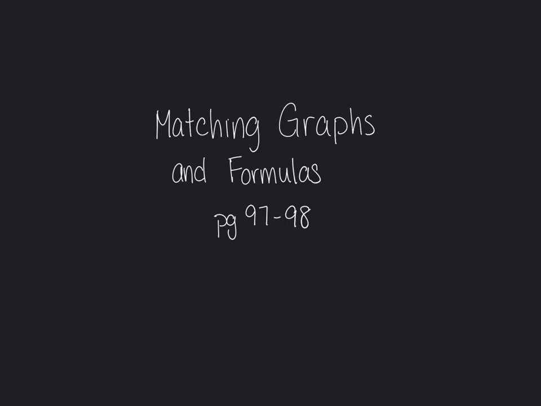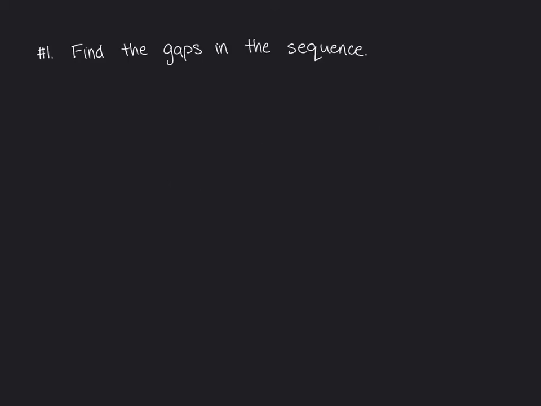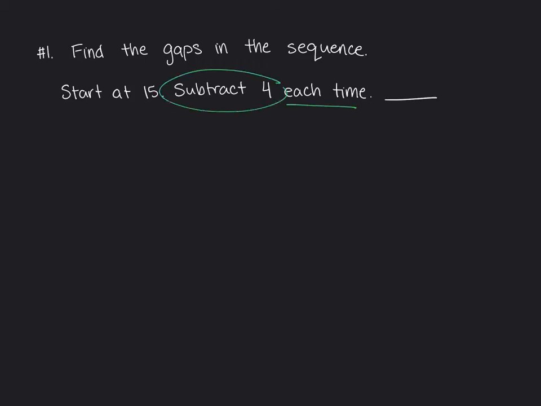Today's lesson is on matching graphs and formulas, and this will cover pages 97 and 98 in your Jump Math book. Question number 1 is going to ask you to find the gaps in the sequence without writing the sequence for the pattern rule. So they will give you a pattern rule, such as start at 15 and subtract 4 each time. So the way that you would write this is you would look at what happens each time. Well, we subtract 4 each time, so that will be our gap.